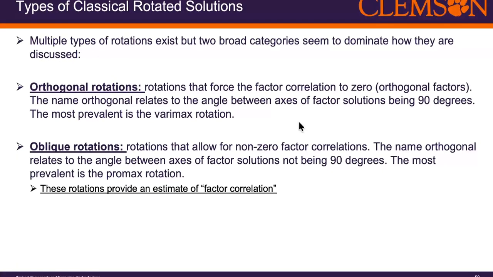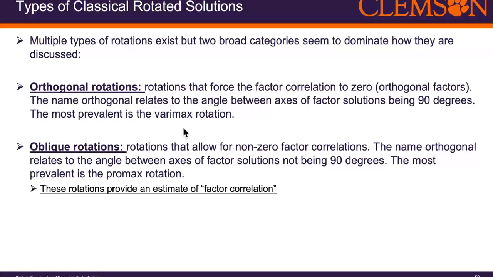So there are two different types of classical rotation methods. And I say classical meaning the old methods. One is orthogonal. And again, orthogonal means perpendicular or correlations of zero. And these are rotations that force the factor correlation to zero themselves. One of the most prevalent versions of this is something called Varimax.